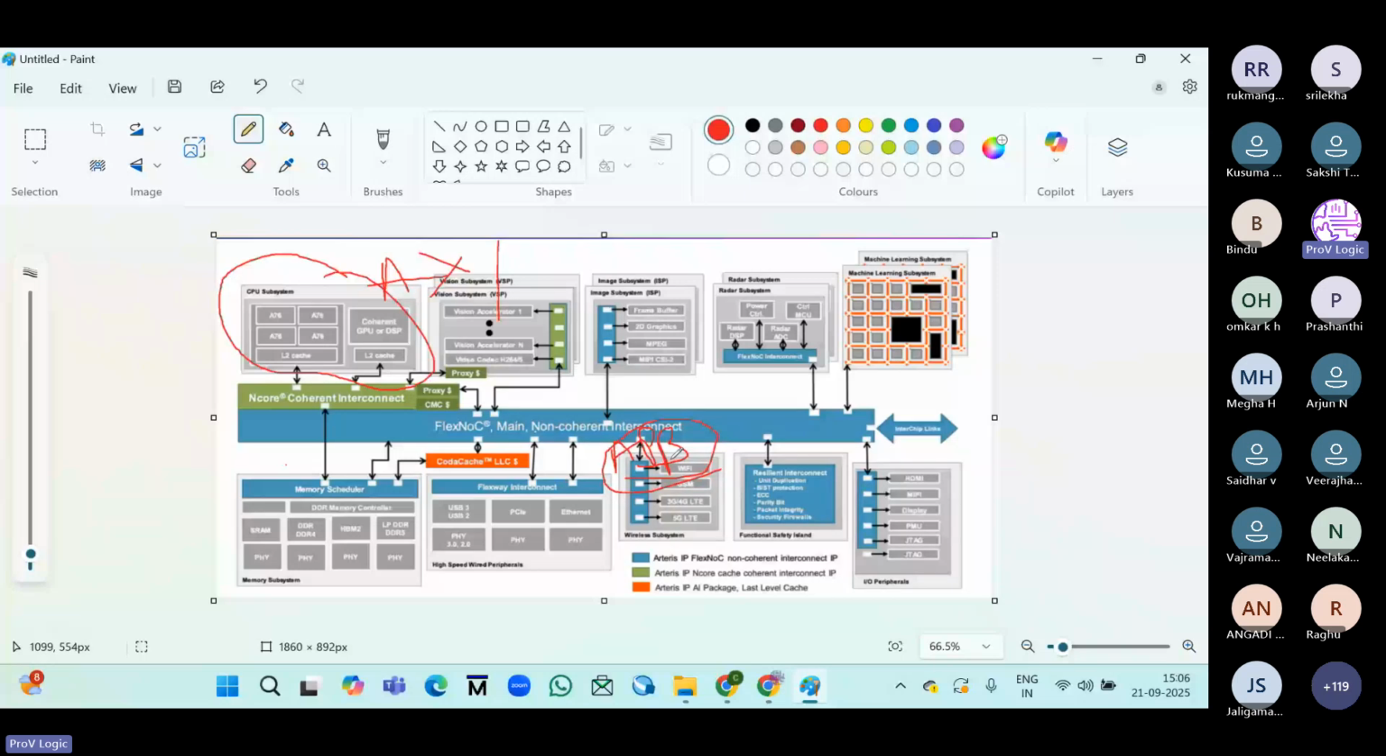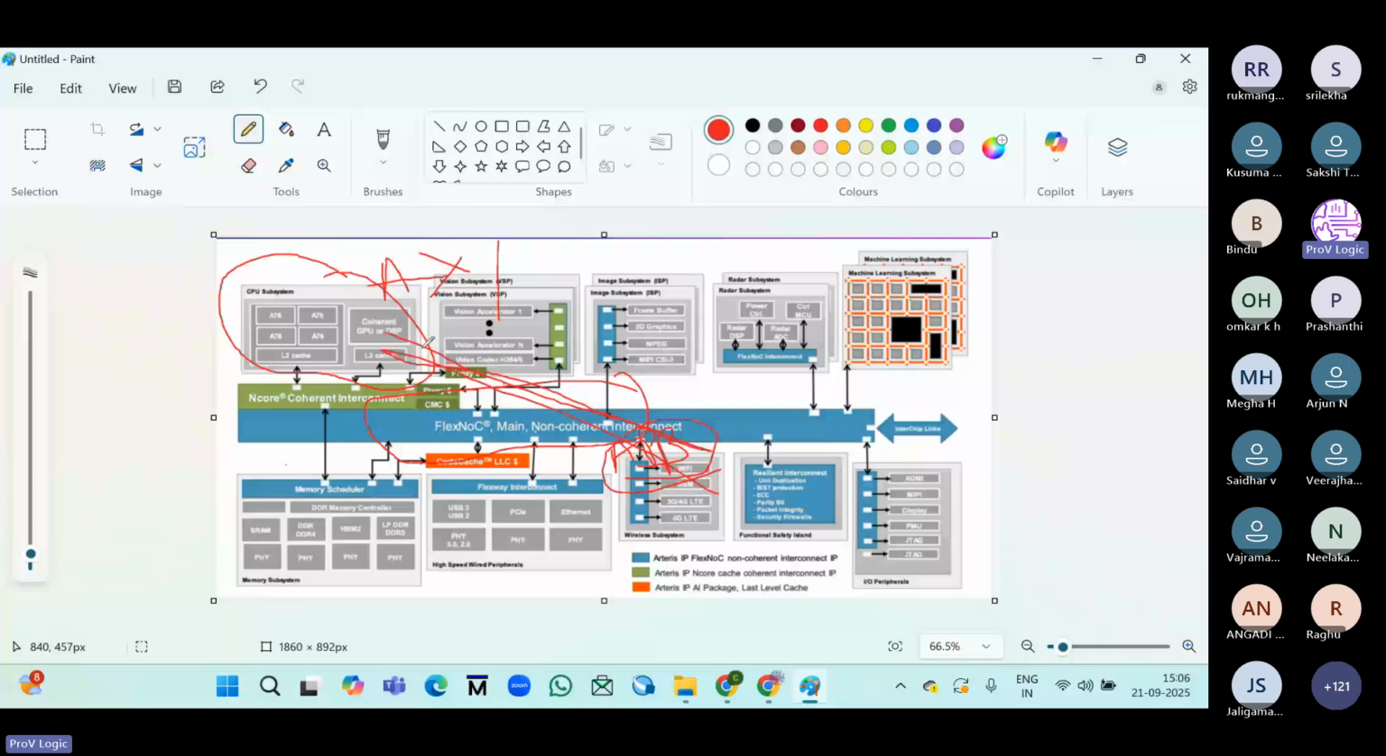So what is the answer? We need to match both the frequencies. How can we match both frequencies here? Here we are using the bridge: an AXI to APB bridge, an AHB to APB bridge. A bridge is nothing but it will convert the high speed data to the low speed data. It is also a separate block.